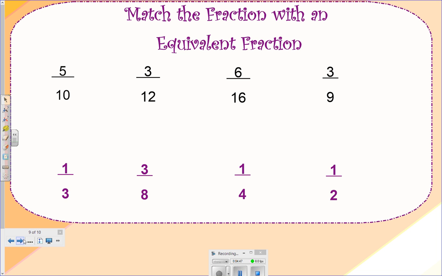Okay, so now we're going to match the fraction with its equivalent fraction. So who would like to come up and drag the bottom row to the top row? I can help you out. If you get it right, it just disappears. And if you don't get it right on the first try, sometimes it doesn't. There it is. And if it gets wrong, it just sends it back to the bottom row.